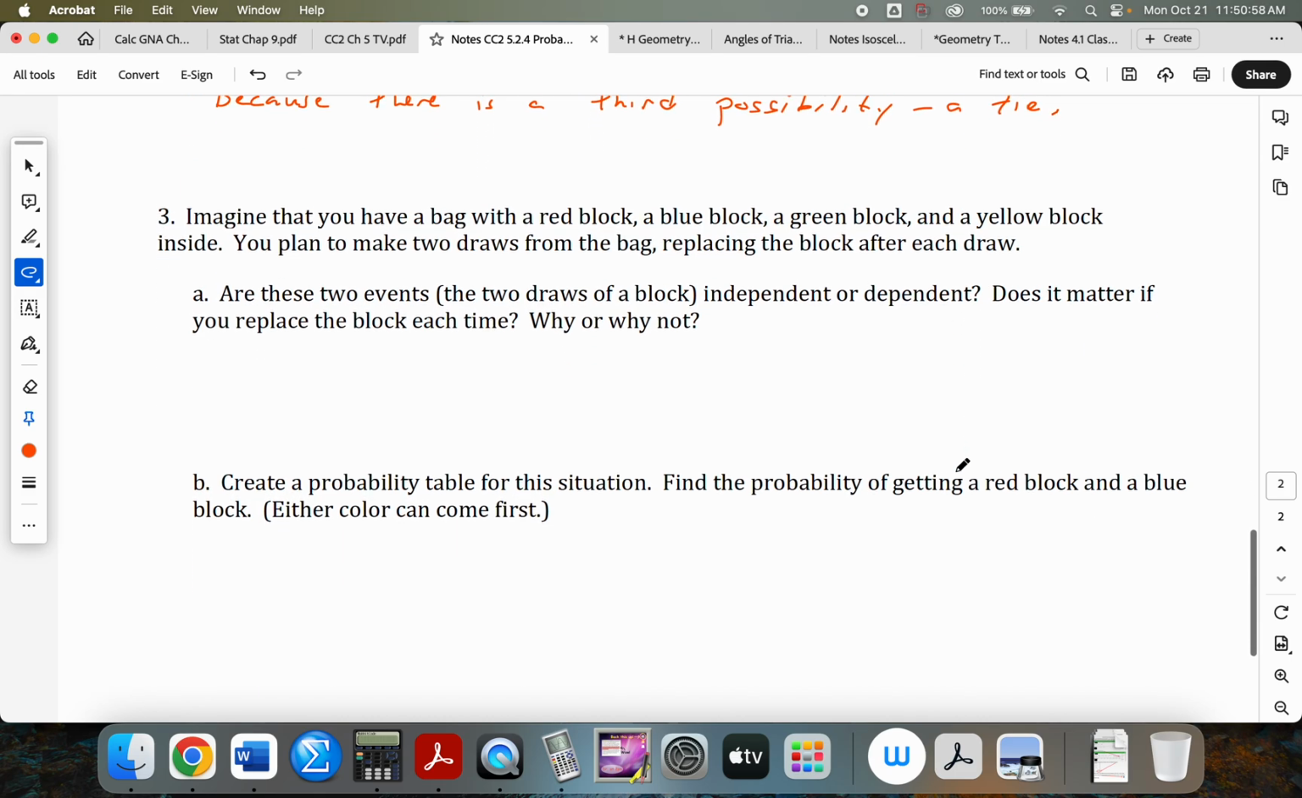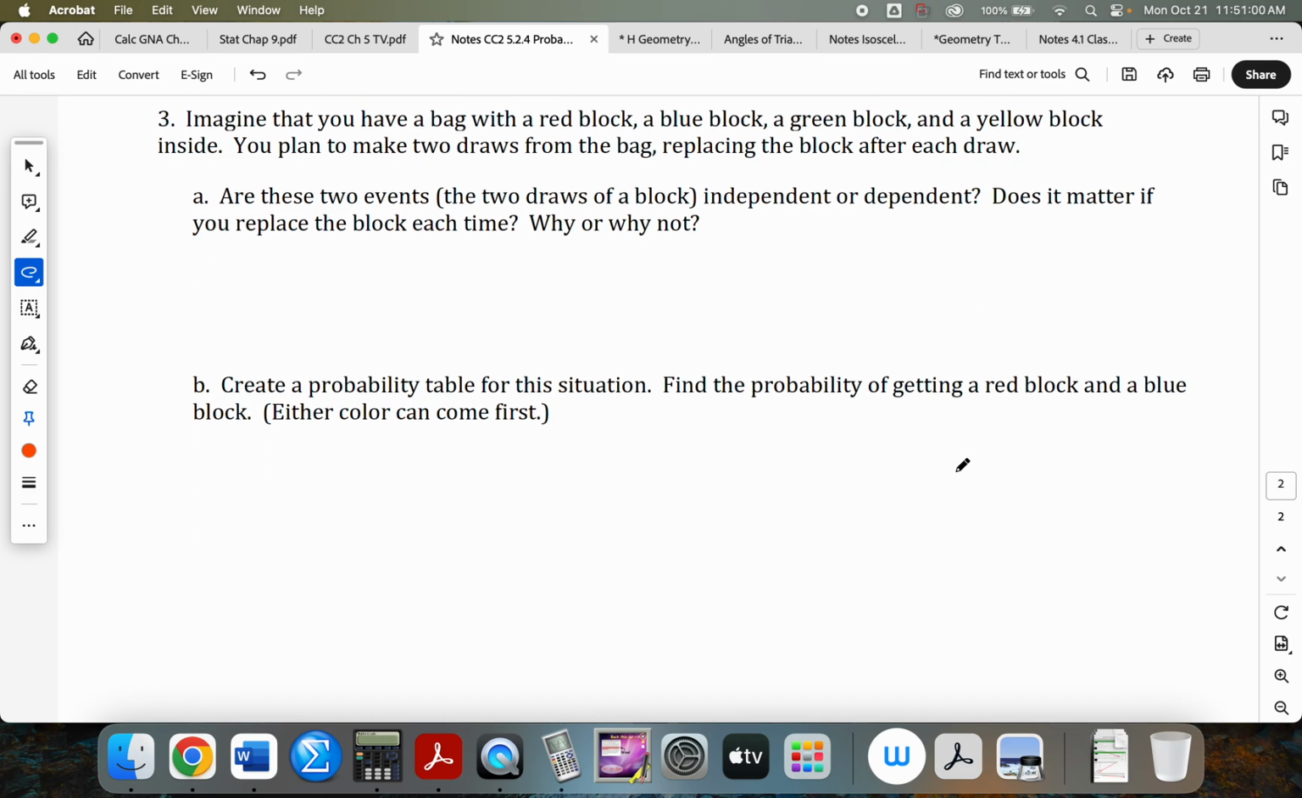All right, let's look at another one. Let's imagine that you have a bag with a red block, a blue block, a green block, and a yellow block inside. You make 2 draws from the bag, replacing the block after each draw. So the first question is, are these 2 events, the 2 draws of a block, independent or dependent? Independent, yes.